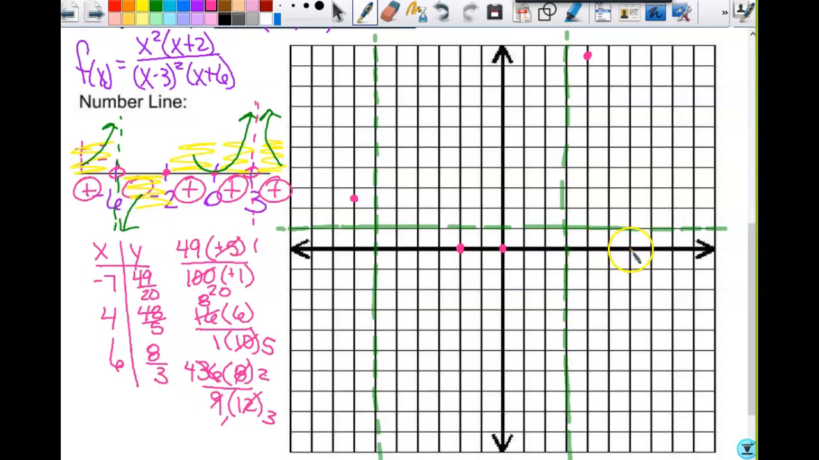So then I can go to 6. That will give me 2 2/3. So I'm right about there. So I feel like that's good enough. So I really need to check to see if this function crosses the asymptote.